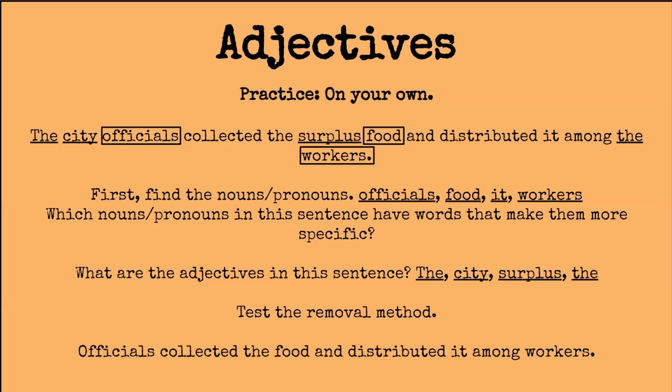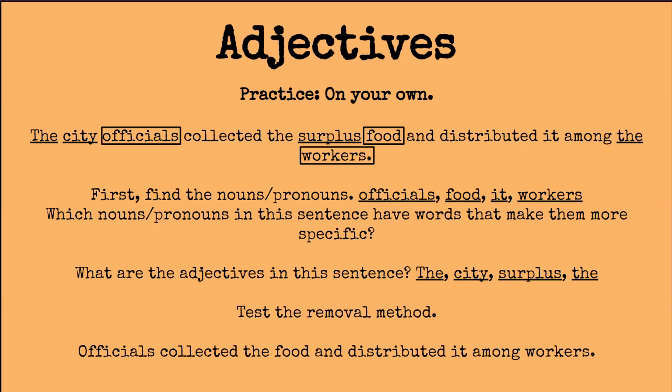And then I test the removal method. Officials collected the food and distributed it among workers. I added the in there for food just to help it make a little bit more sense. But technically, officials collected food and distributed it among workers. Makes sense. So if I remove those 4 adjectives that I found, the, city, surplus, and the, it still makes sense.